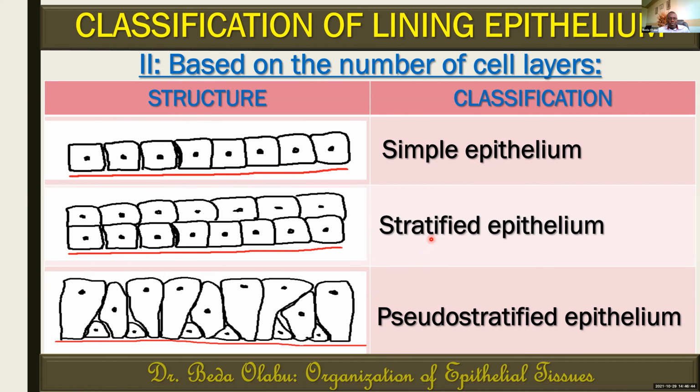Stratified epithelium, when you have more than one layer of cells. So that means that there are cells which will not rest on the basal lamina, these ones. Only the basal cells rest on the basal lamina. Pseudostratified epithelium, everything rests on the basal lamina, but it's a mixture of short and tall cells. So because of a mixture of short and tall cells, the nuclear layers or nuclear levels will be different. It gives you the appearance of stratification.